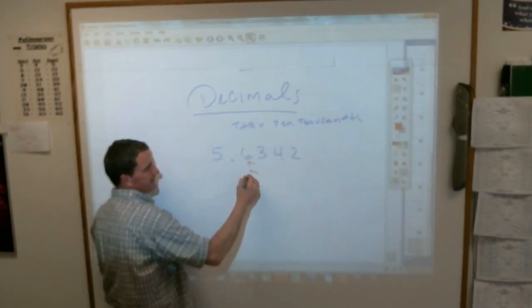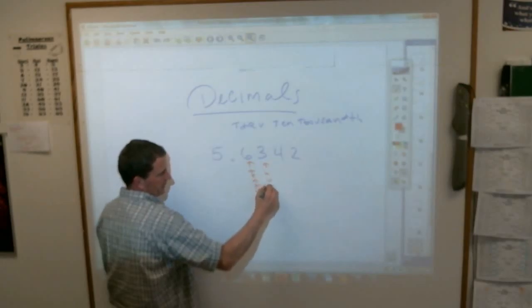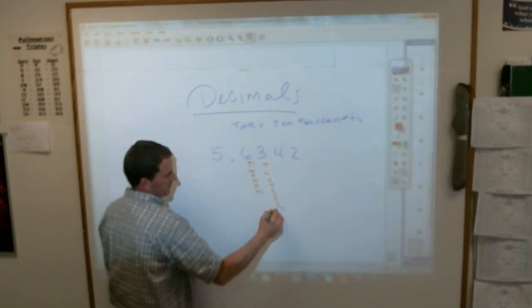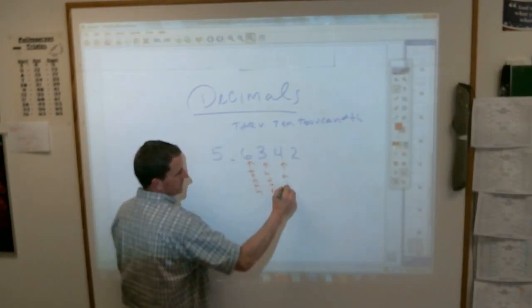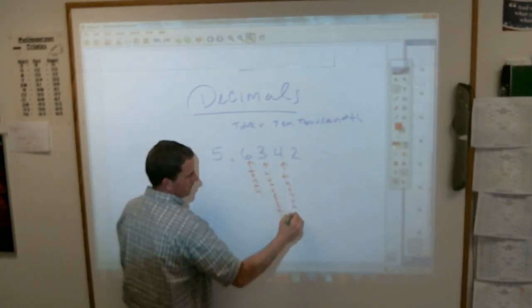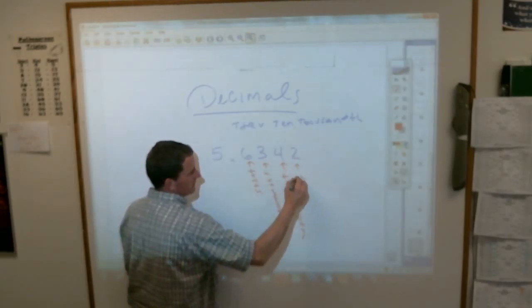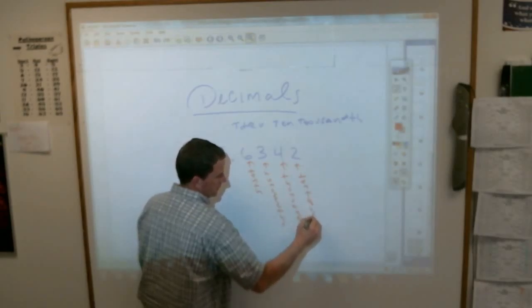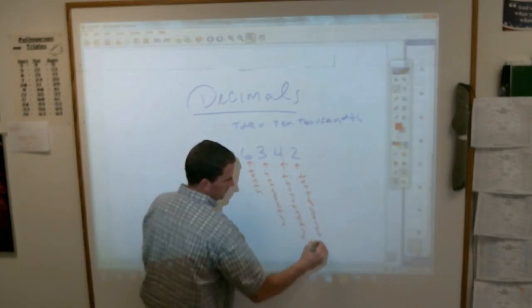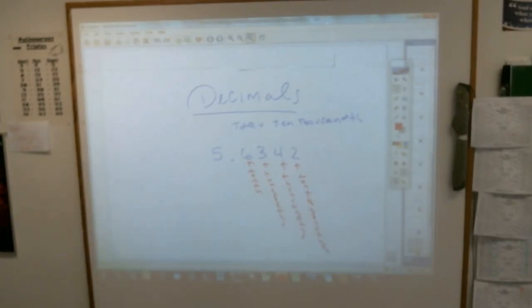First decimal place is the tenths, and then we have the hundredths. Right? These are with THs. And then you have the thousandths, and then you have the 10,000ths. Those are the decimal place values, and you should note that here.